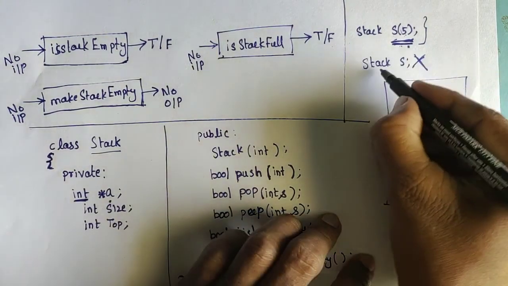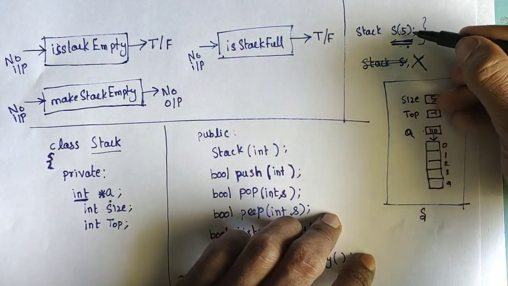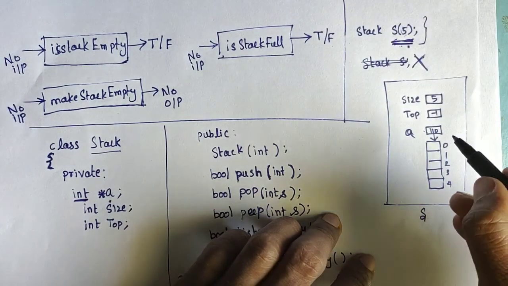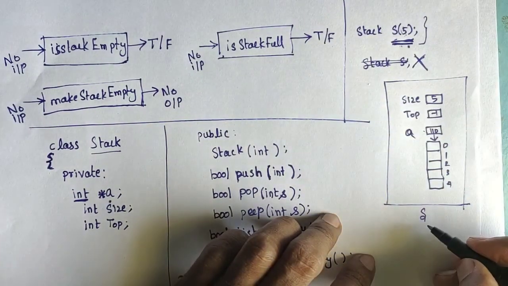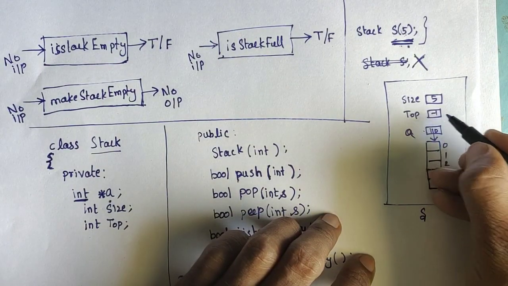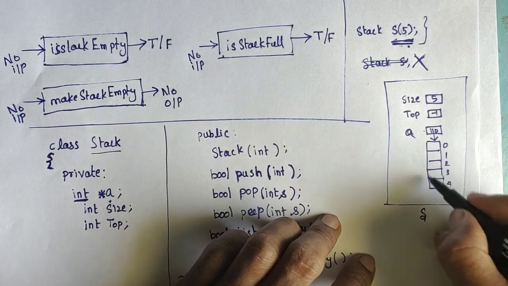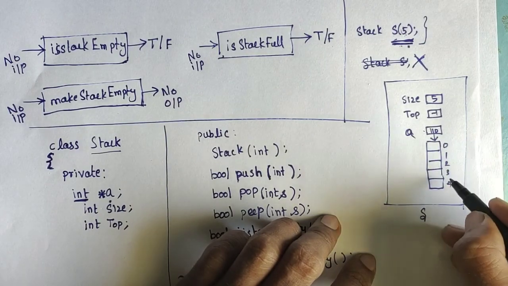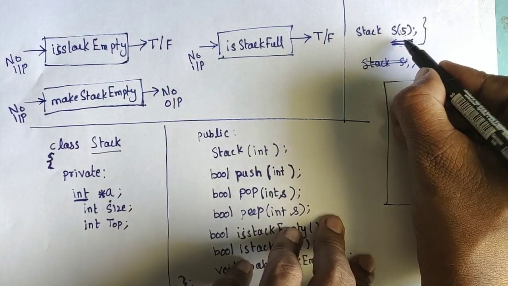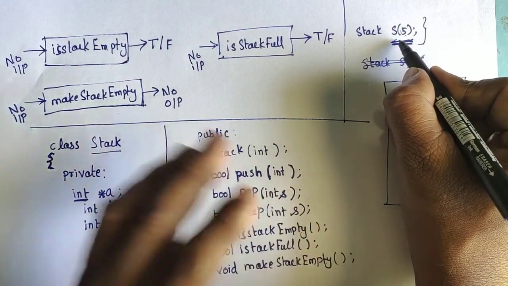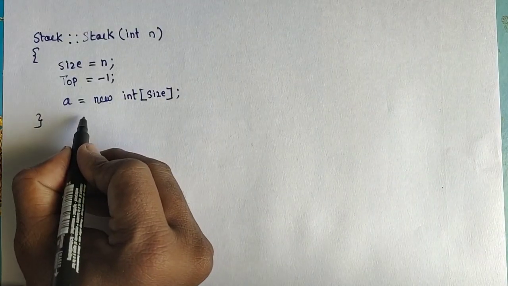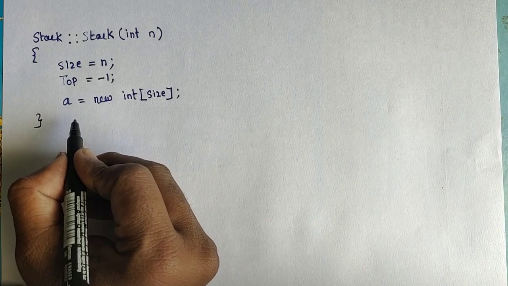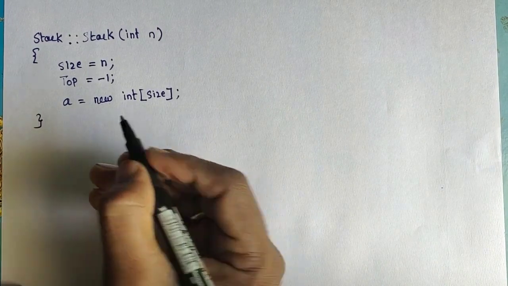So when we are creating the stack like this, that is s of 5, the s will be created like this. It has the property size, it has the property top with value -1, and it has an array with 5 elements. This memory will be created during the creation of that object s of 5. That happens in this structure, this constructor, that we have completed.